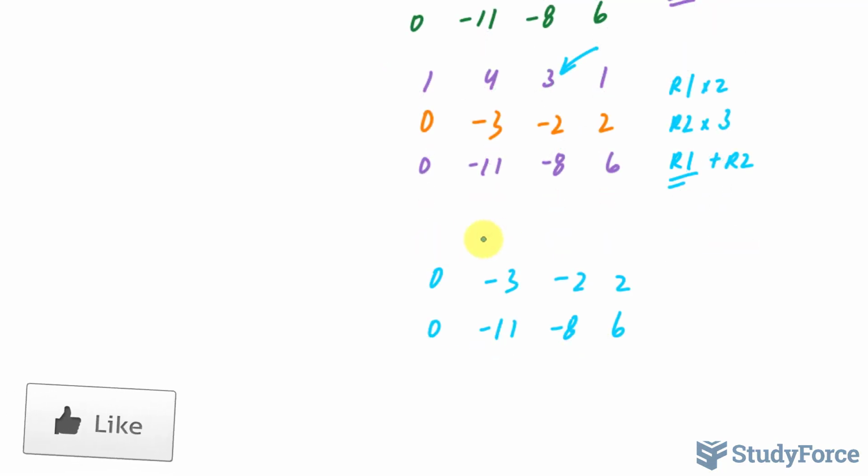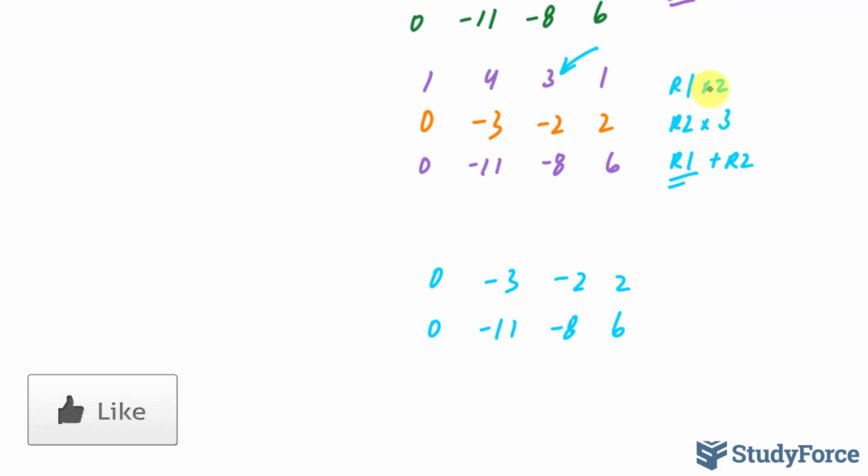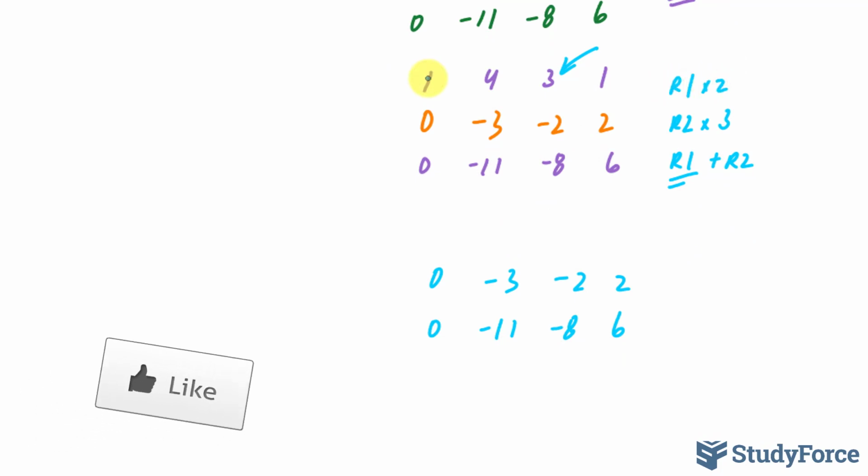Let's do the first two elements together. Row 1 multiplied by 2, that's a 2. 0 times 3 is 0. 2 plus 0 is 2. Next one. 4 times 2 is 8. Negative 3 times 3 is negative 9. 8 plus negative 9 is negative 1. And this should be a 0, and this should be an 8.